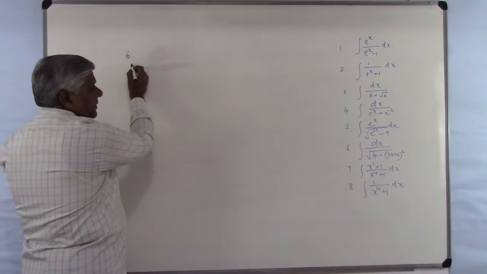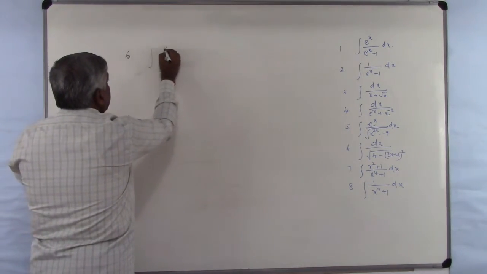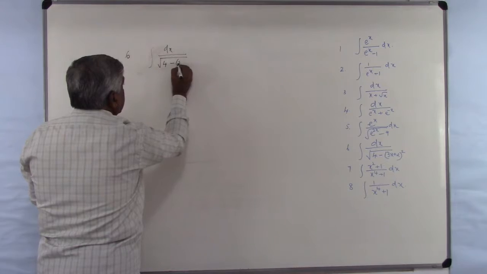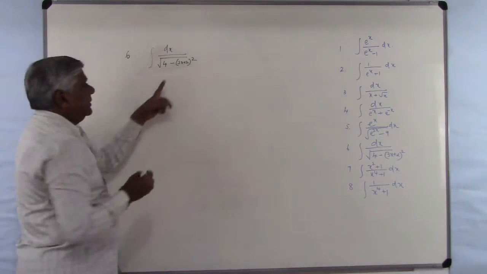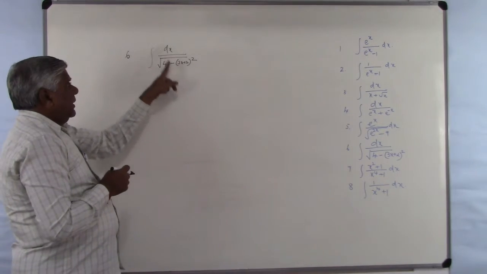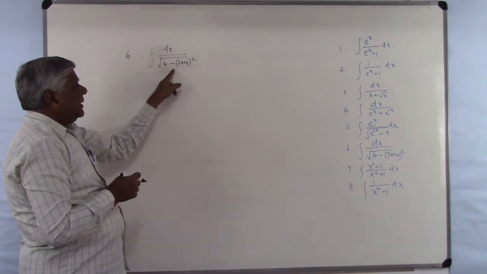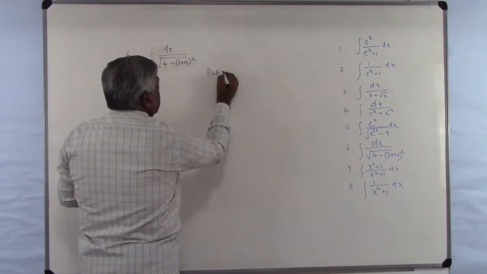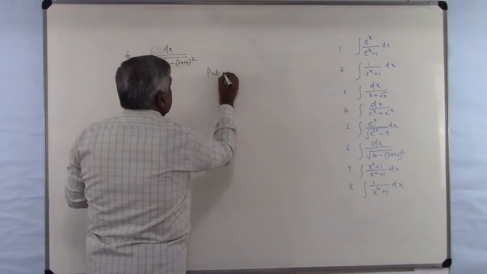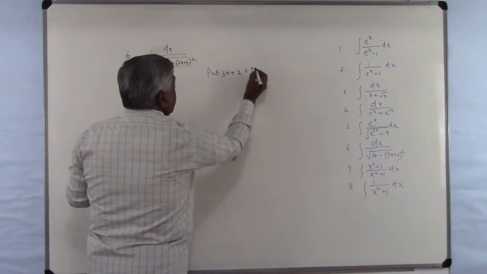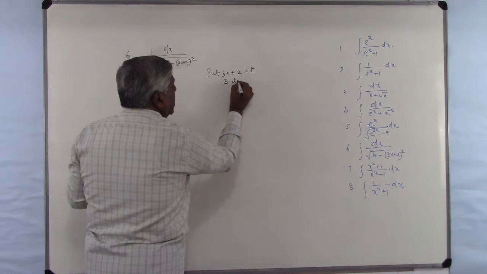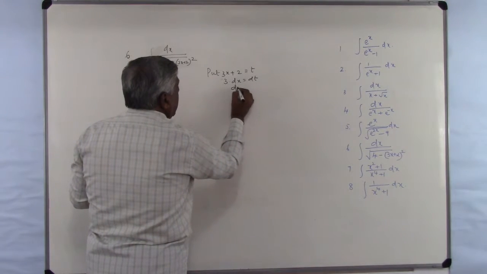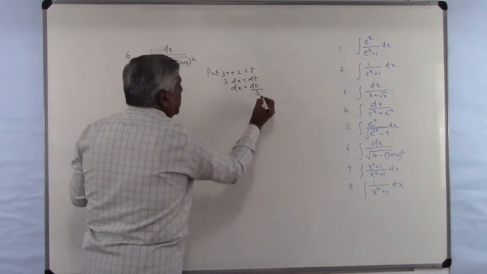Now we shall start with the sixth problem. Integral dx by root of 4 minus (3x plus 2) whole square. See, this is the problem. Now here what I am going to do is put 3x plus 2 is equal to t. What happens when we differentiate? 3 into dx is equal to dt, or dx is equal to dt by 3.